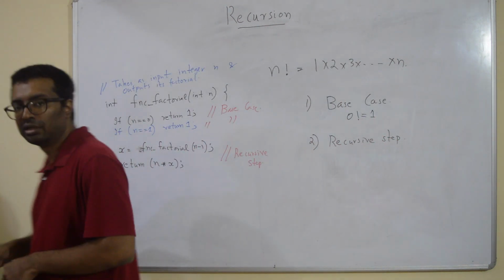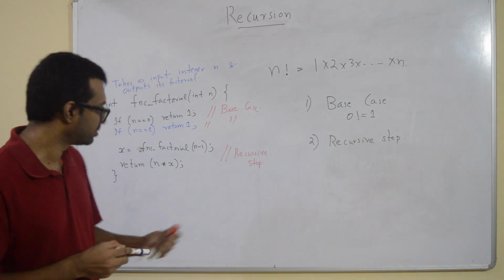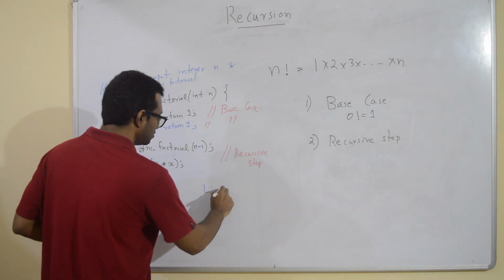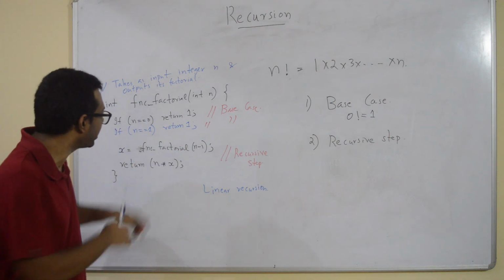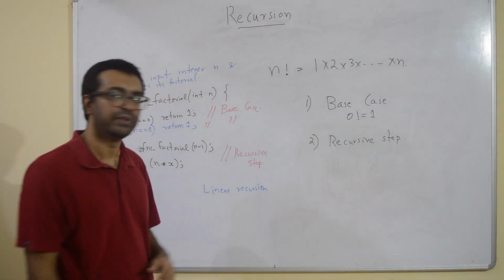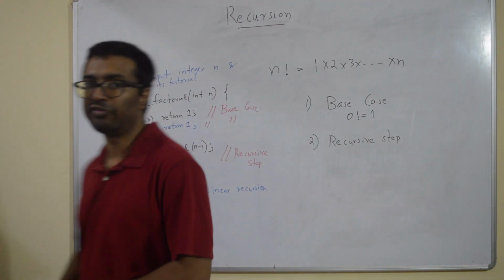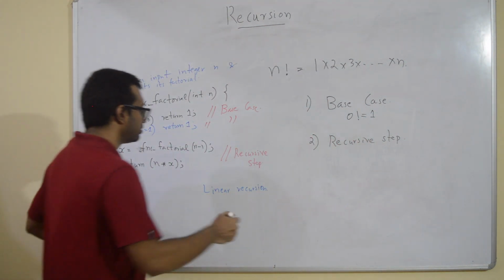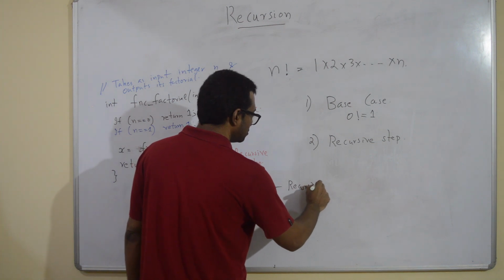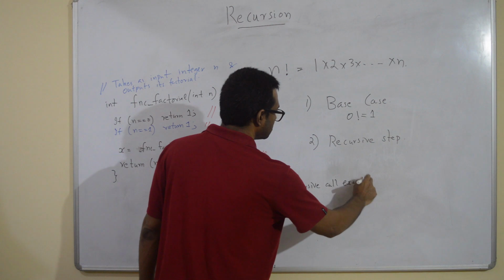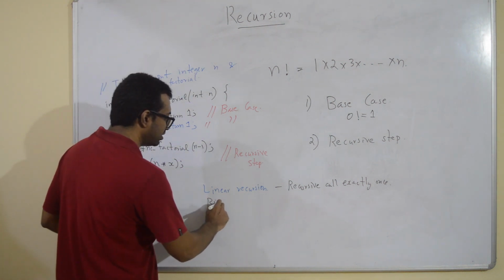Similarly, the recursive step can also have multiple parts. The recursion we are seeing right now is called linear recursion. First of all, why is it recursion? Because there is a recursive step where I call the same function factorial again. And it's called linear recursion because I called it exactly once. But I could have called it multiple times. If I call it 2 times, it would be called binary recursion.